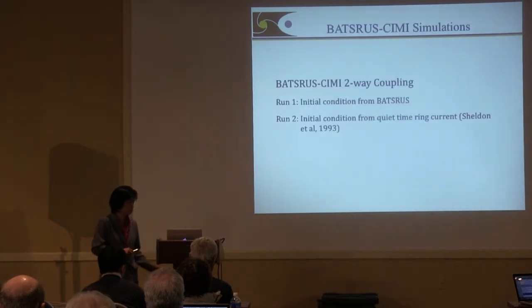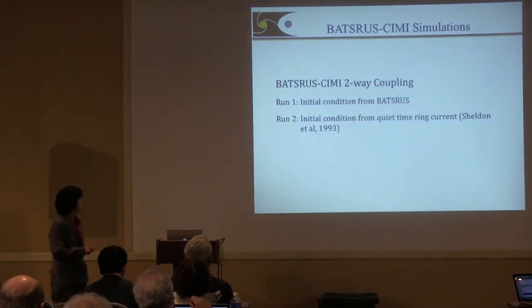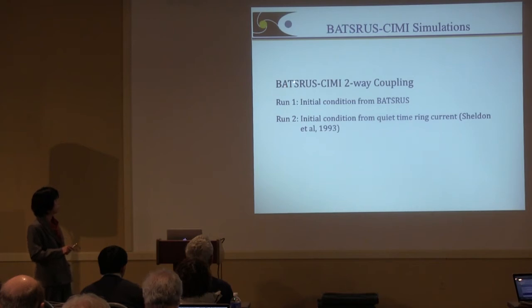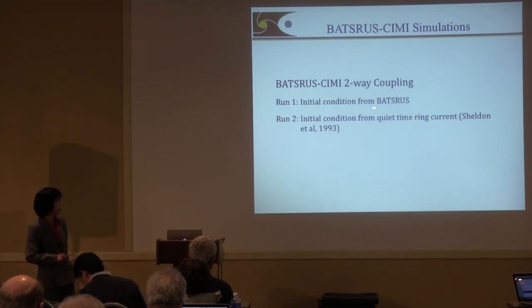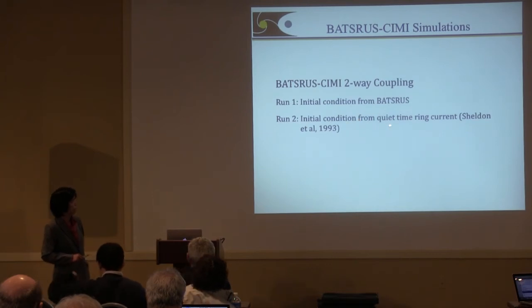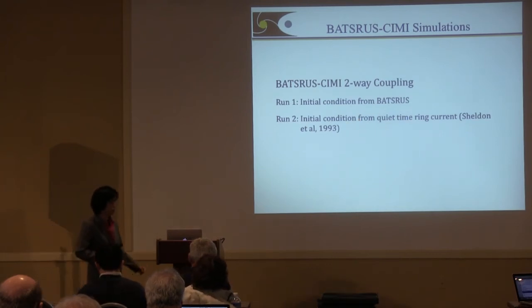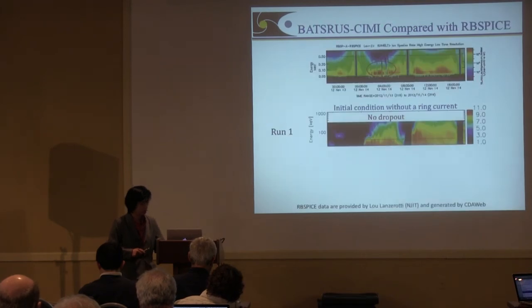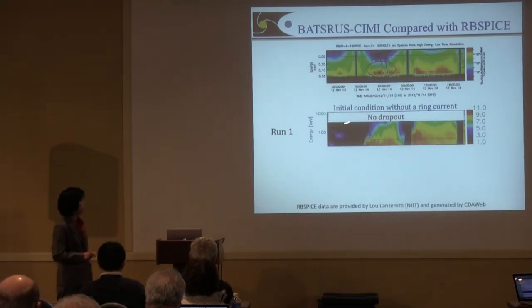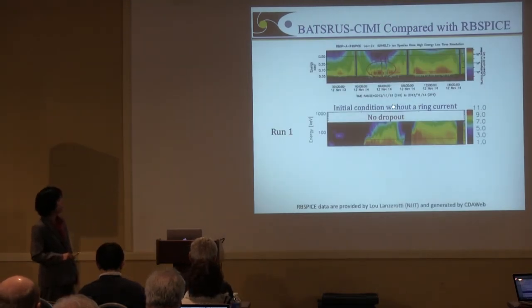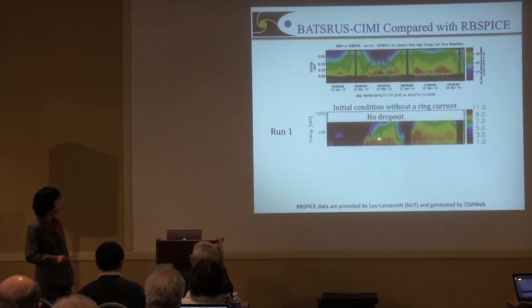So Alex did two runs. We used the SEMI-BATS-R-US two-way coupling, and for the two runs, one has an initial condition with no ring current, a very weak ring current, just using the initial condition from the MHD model. In the second run, we have a better initial condition using the quiet-time ring current model from Shelton et al. So the first run, with the initial condition without ring current, we see no dropout.